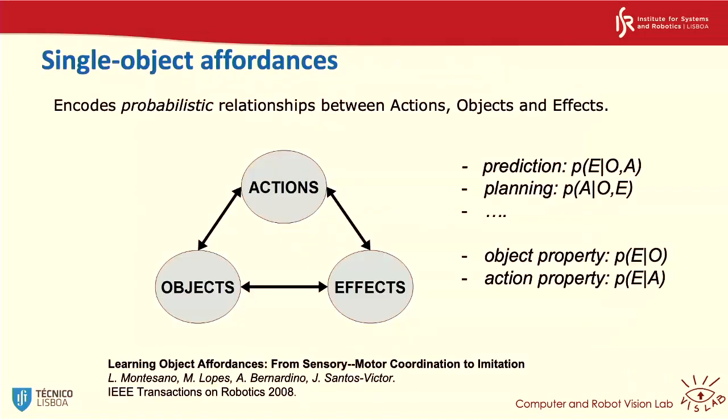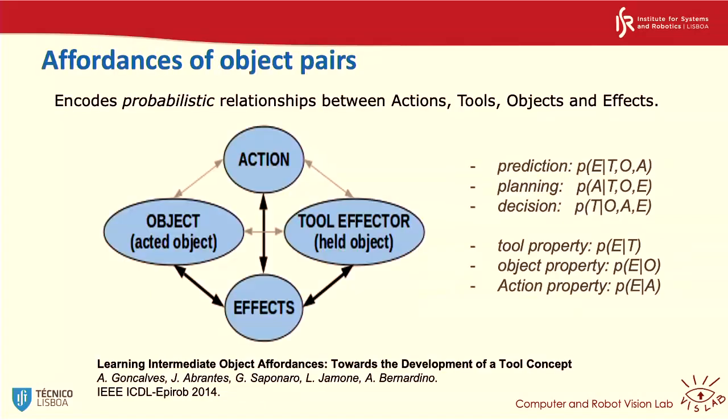The idea was to extend our original work on this triplet of entities, actions, objects, and effects, to a situation where we had actions, effects, but also different objects, and an object could interact with another object. So I could try to learn the effect of interacting with object A on object B. Object A would play the role of a tool in this case, and object B would be the object that was being used with the tool.